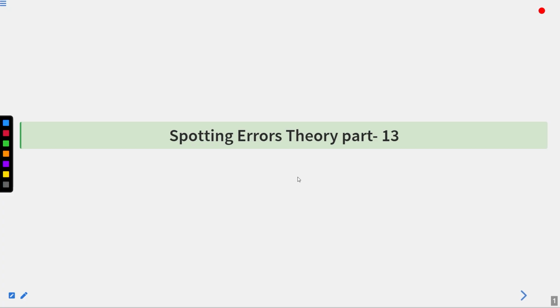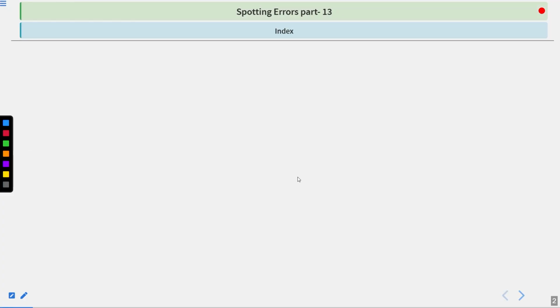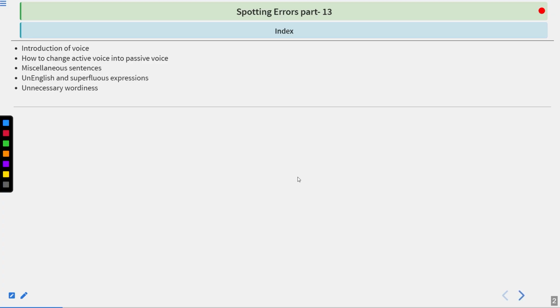Let's begin. First of all, the index: introduction of voice, how to change active voice into passive voice, miscellaneous sentences, un-English and superfluous expressions, unnecessary wordiness. So in this index you will find these things. I hope you have understood.